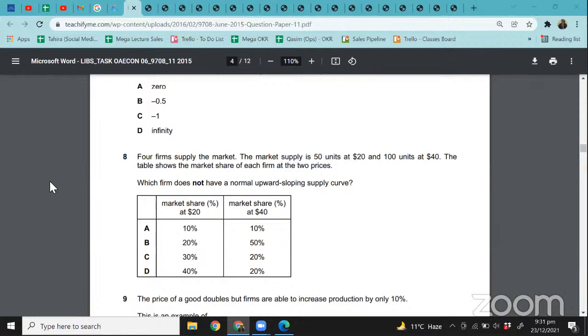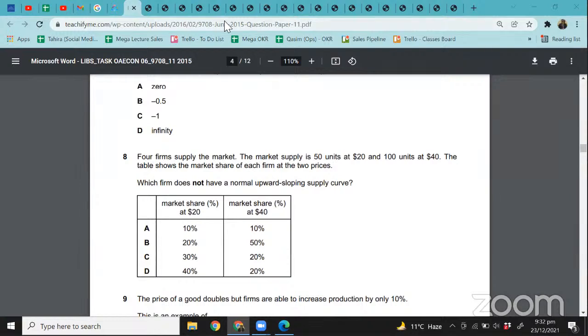Do you guys know what market share is? Market share is the percentage of the total market sales that is captured by one business. So if I say that Mega Lecture's market share is 10%, this means that out of 100 customers who take online classes, 10 of those customers study at Mega Lecture. Similarly, if I say that the market share of Toyota cars is 10%, then I mean that out of 100 cars sold in the market, 10 cars are Toyota. That's what market share means, right?